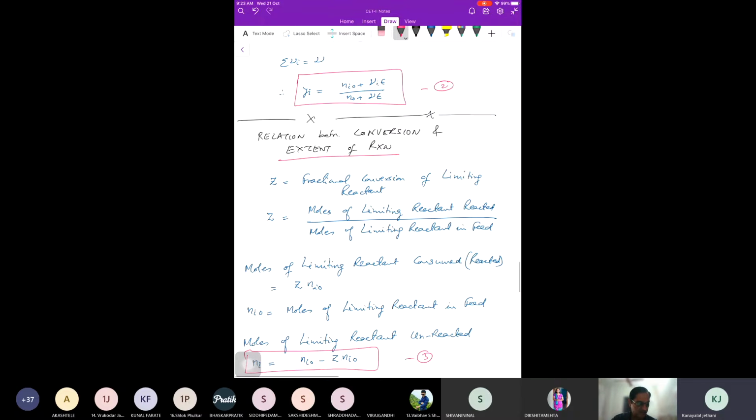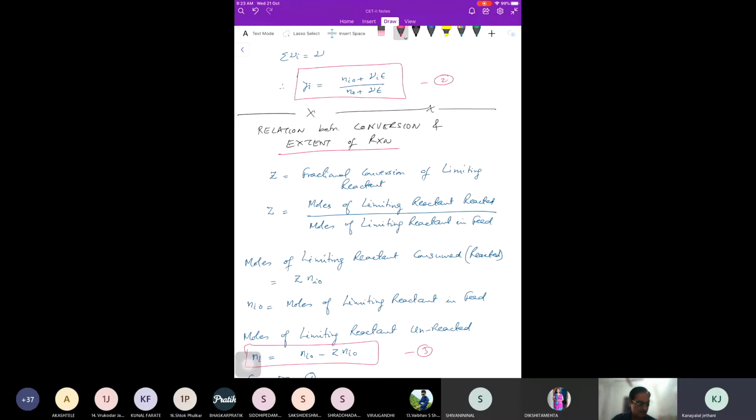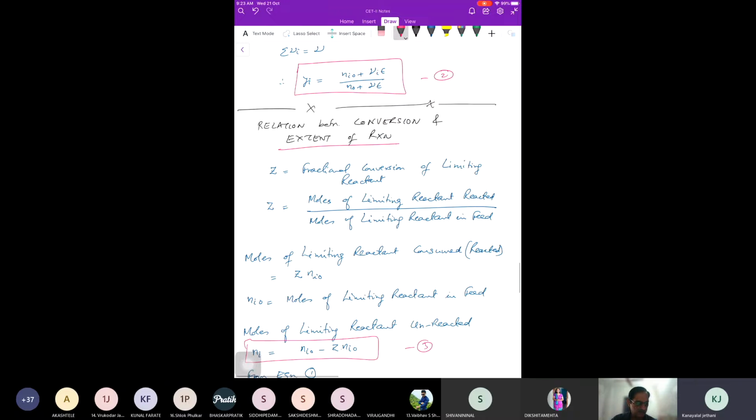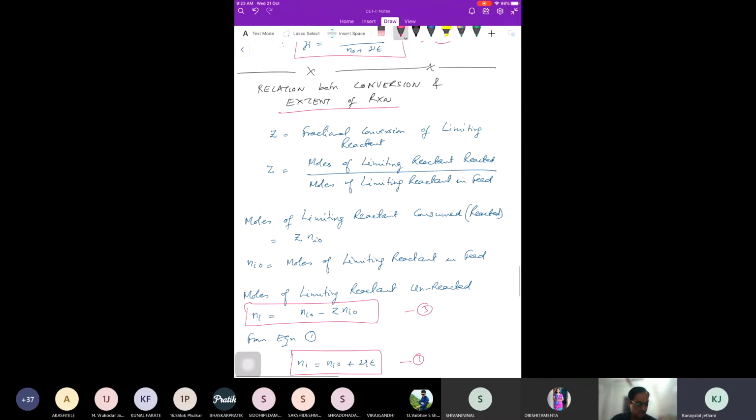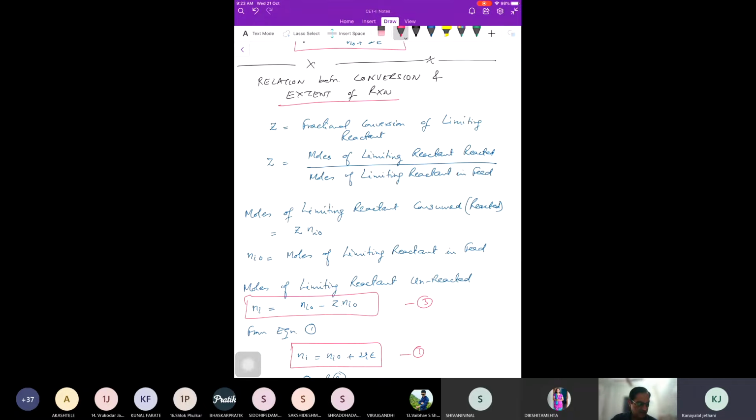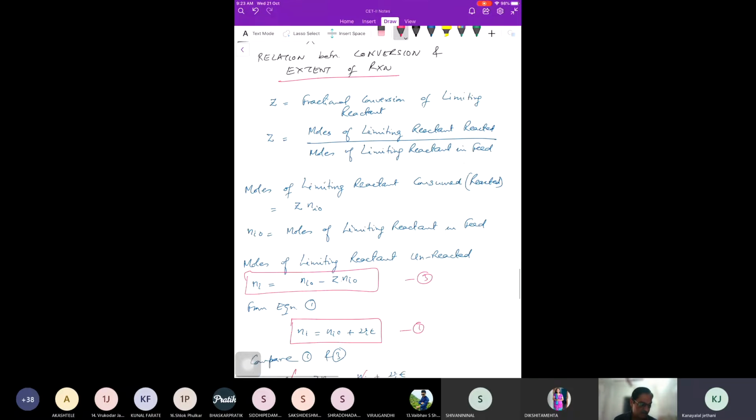Fractional conversion of limiting reactant is nothing but moles of limiting reactant reacted or consumed divided by moles of limiting reactant in feed. Right? So moles of limiting reactant consumed is going to be Z into initial moles, that is Ni0, where Ni0 is moles of limiting reactant in feed. And the moles of limiting reactant unreacted will be Ni equal to Ni0 minus how much has reacted, Z into Ni0.